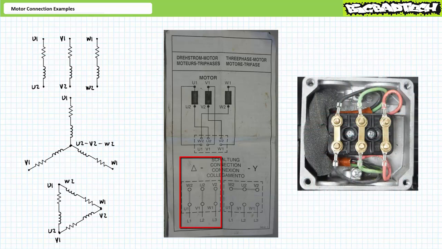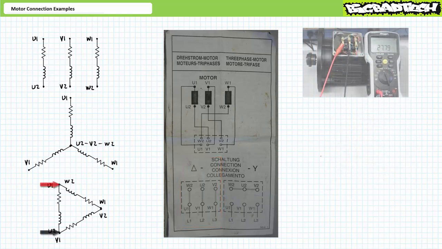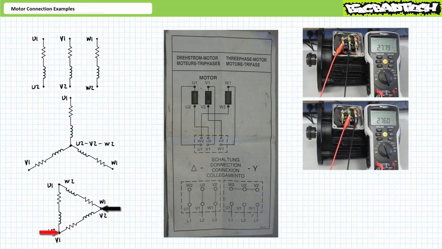The connection diagram specifies U2 be tied to V1, V2 to W1, and W2 back to U1. An ohmmeter between conjoined terminals U1-W2 and U2-V1 sees winding U in parallel with a series combination of V and W. The ohmmeter sees a resistance of roughly 28 ohms, which is consistent with a 41 ohm winding in parallel with an 82 ohm series combination of two 41 ohm windings. Similarly, an ohmmeter between conjoined terminals V1-U2 and W1-V2 sees winding V in parallel with a series combination of U and W. The ohmmeter sees roughly 28 ohms, consistent with a 41 ohm winding in parallel with an 82 ohm series combination of two 41 ohm windings.